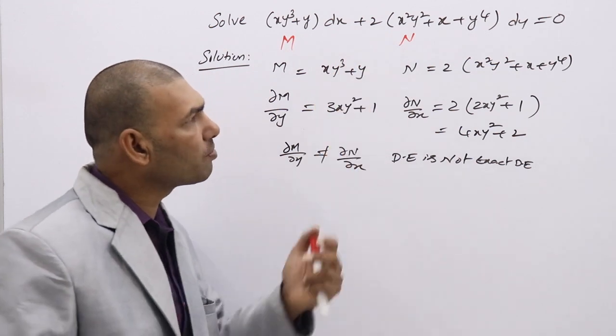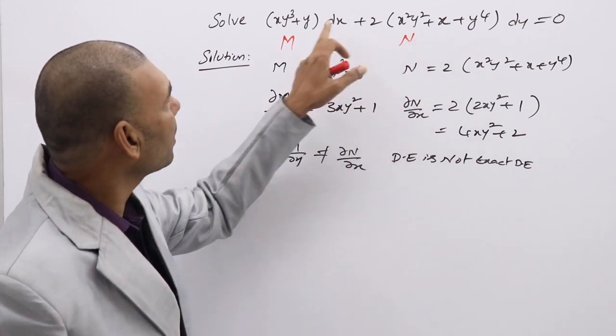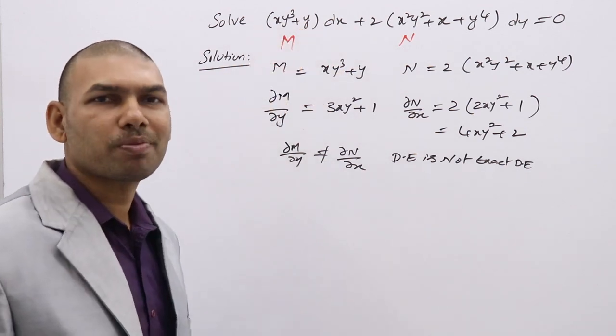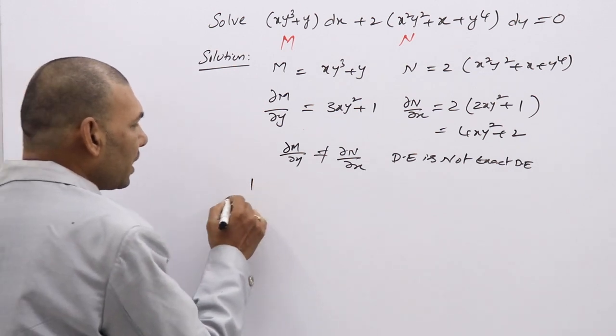We don't have all the terms of the same degree. We cannot take x common here, but here we can take y common. Then 1 by mx plus ny and 1 by mx minus ny are not suitable. Then think about these other integrating factors.